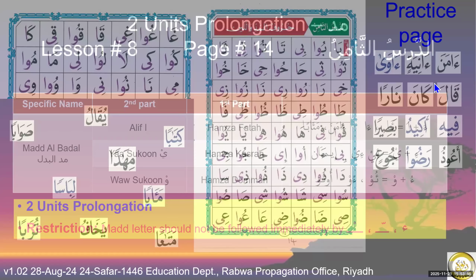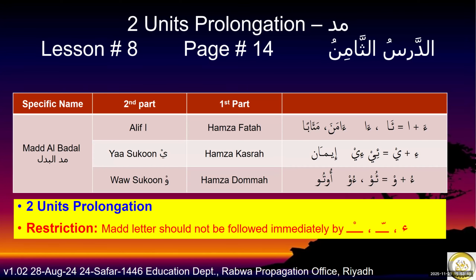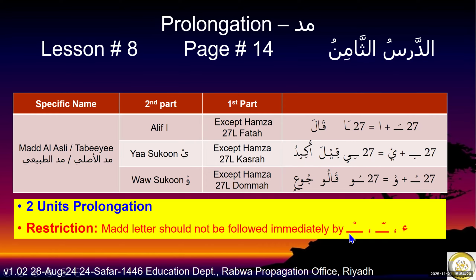There is another thing here, the alif sukun, ya sukun, and waw sukun. If it is preceded by the letter Hamza itself, the letter having a haraka, fatha, kasra, or dhamma, then it is called maddal badal. If the letter is not Hamza, then it is called maddal asli or maddal tabi'i. So the only difference is whether the letter is Hamza or not. If it is Hamza, maddal badal. If not Hamza, maddal asli. The application is the same, 2 units of prolongation, and it should not be followed immediately by Hamza, a letter with Shadda, or a letter with Sukun.